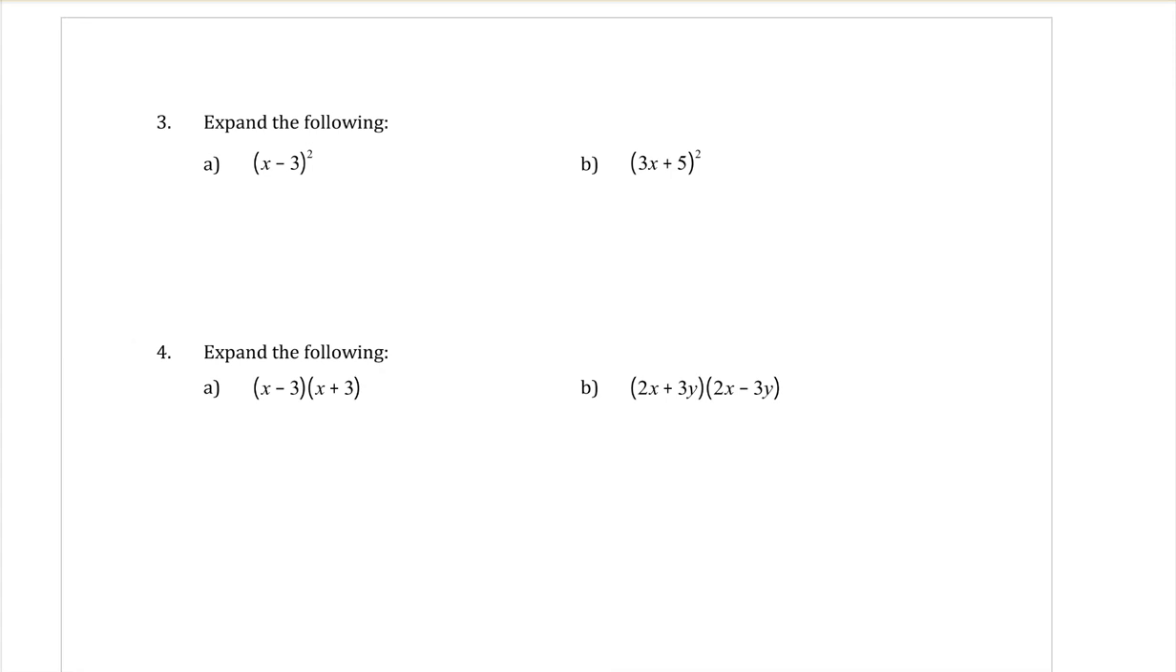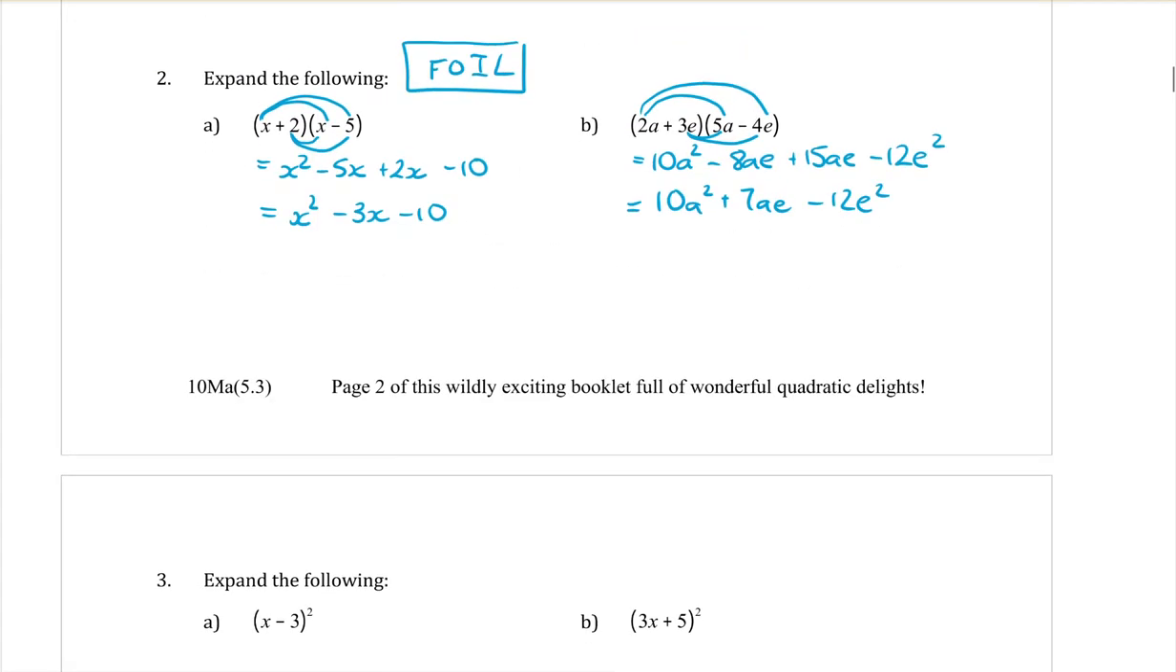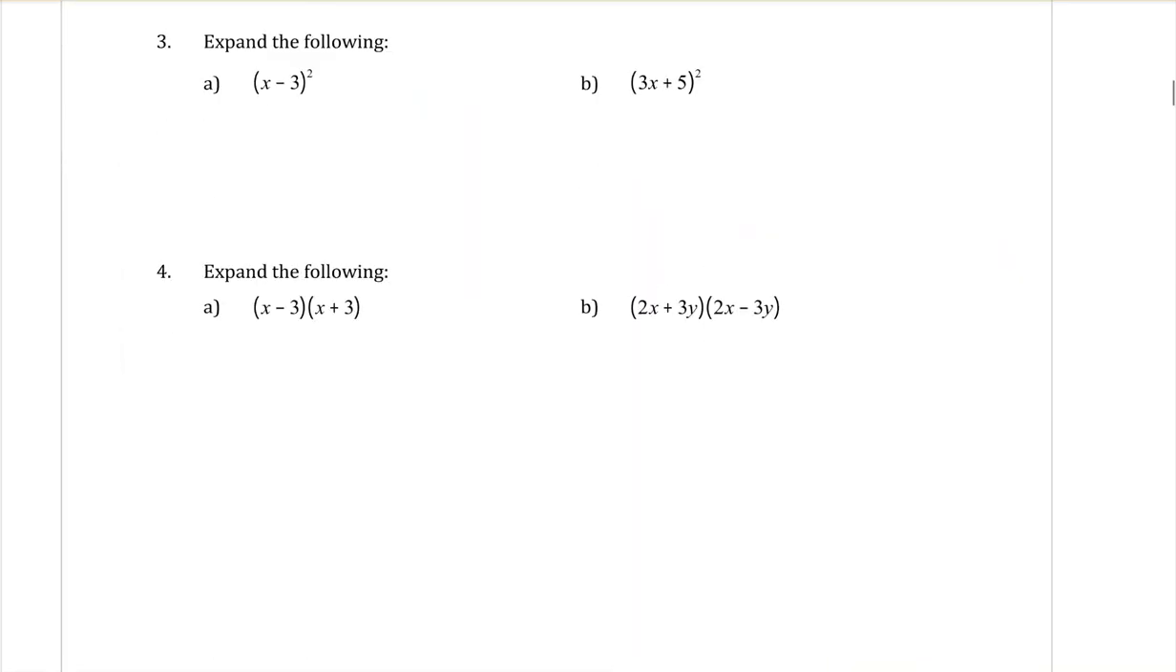Okay, so they were the normal FOIL ones. Question 3, did everyone get a chance to write those down? Sorry, I moved that pretty quick. You've all written that down? Yep. All right, so question 3, these ones are perfect squares. So you can see the bracket with the square there, perfect square. So let's try to use our short method. See if we can get used to that one.